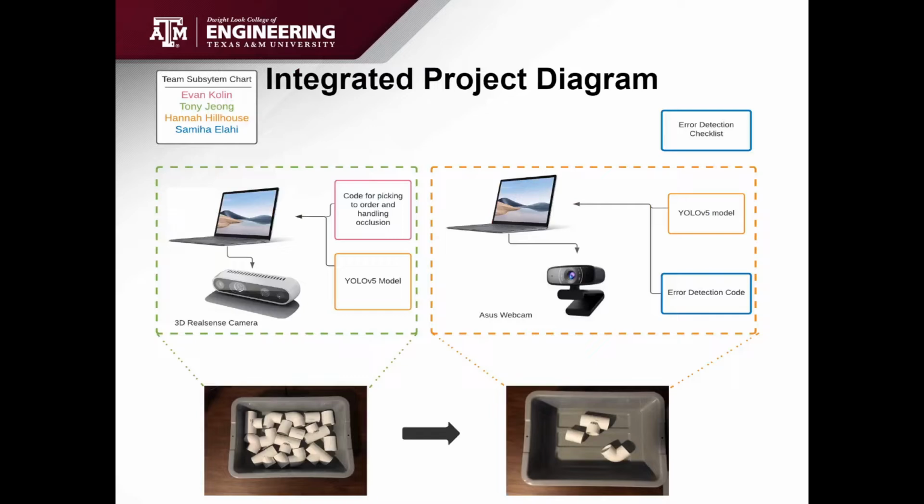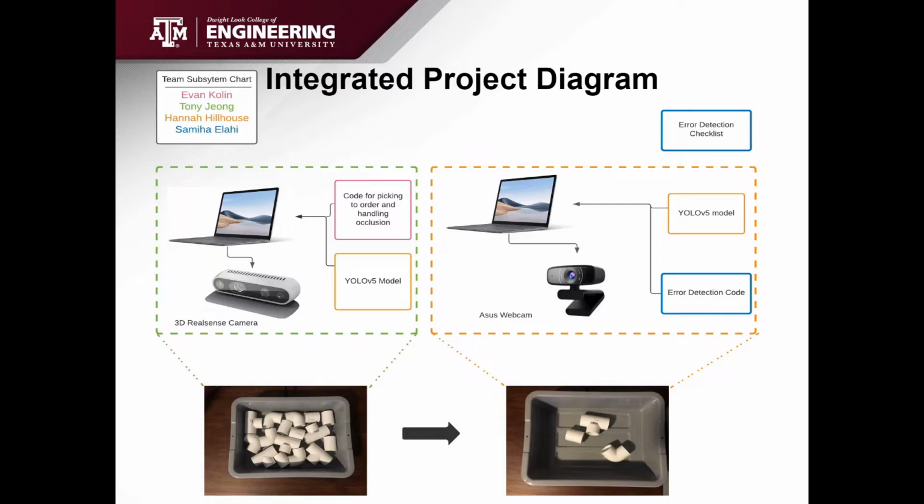This is our integrated project diagram. Here you can see what the system is going to look like. We have 2 laptops which both have cameras. We have a 3D camera over a busy bin, and we're just using a web camera for a bin that's going to be organized. It's going to have much less pieces, just whatever was filled to order. On the 3D laptop, we have code for picking to order and handling occlusions. Like if an object is hidden, this is how we're going to find that object and classify it. And on it, it has a model made in YOLO v5.